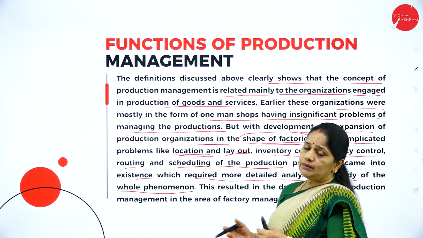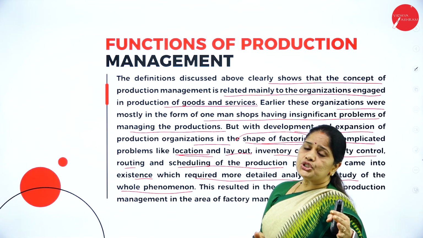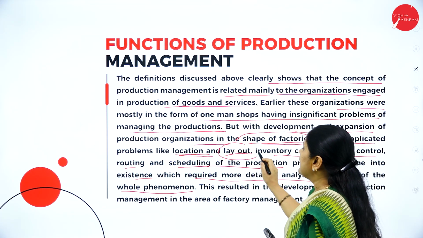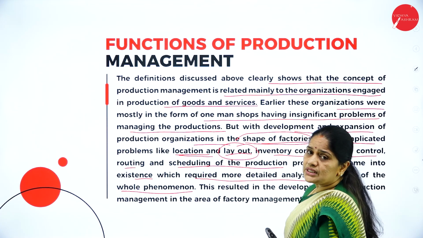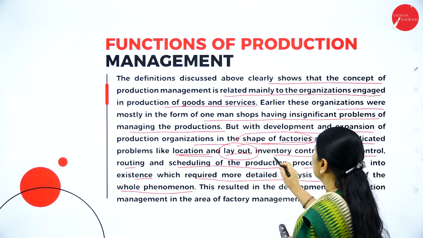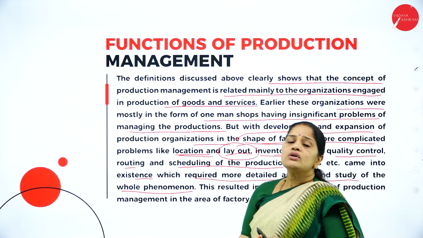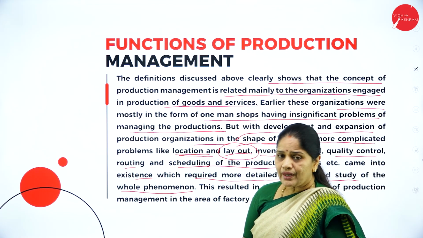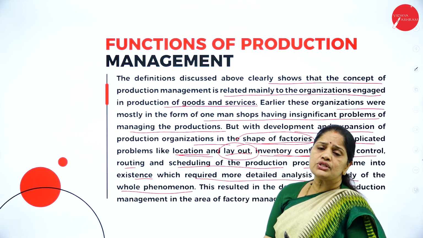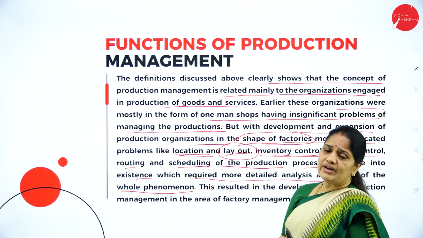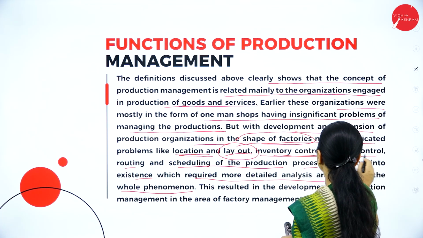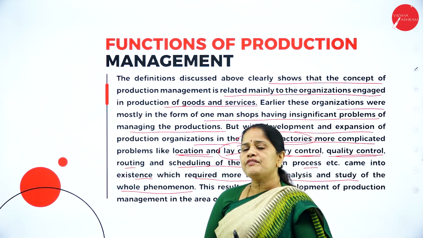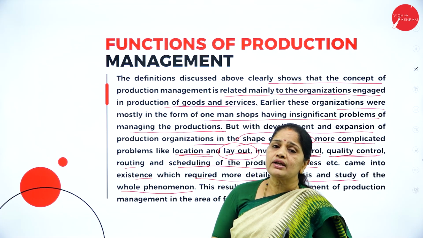Whether it should be near the place of consumption or near the place of the raw materials. And then what will be the layout of the factory? How do you manage the layout of the factory? Then inventory control. What is the stock of raw materials you need to maintain in the organization? And what is the stock of finished goods you need? All this comes under inventory control. Then quality control. Until and unless you maintain the quality of the products you are manufacturing, you will not have regular sales.